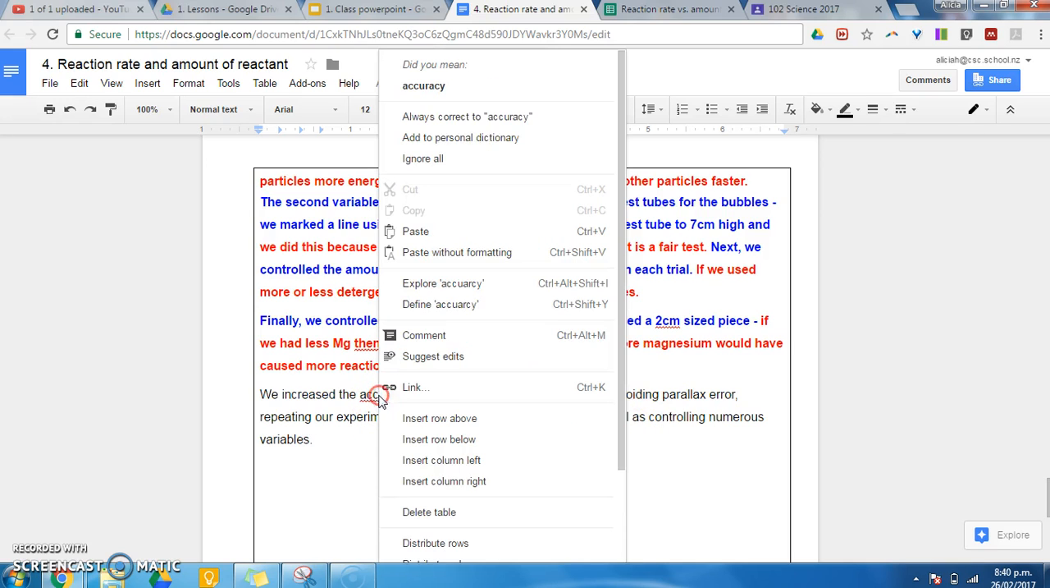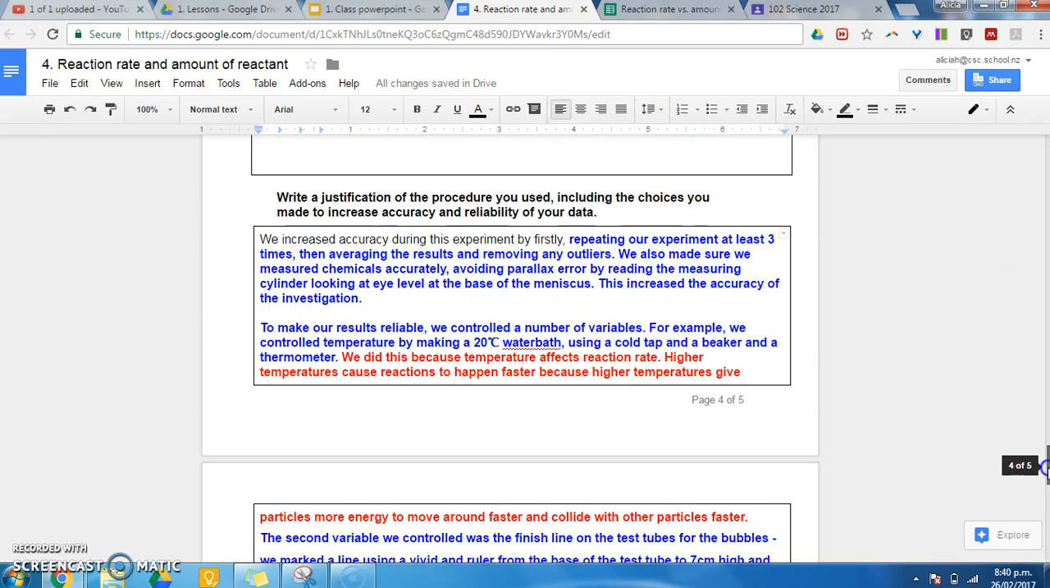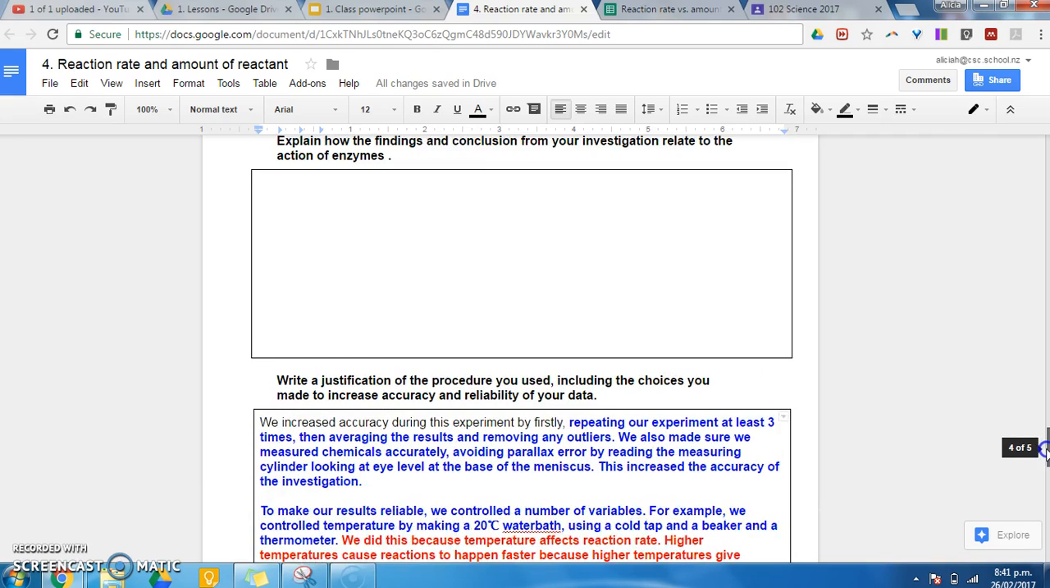Okay, so that is a good evaluation because it includes information about how you made it accurate, how you made it reliable, what control variables you controlled, how you controlled them, why you controlled them. So that is the basic formula for writing that.